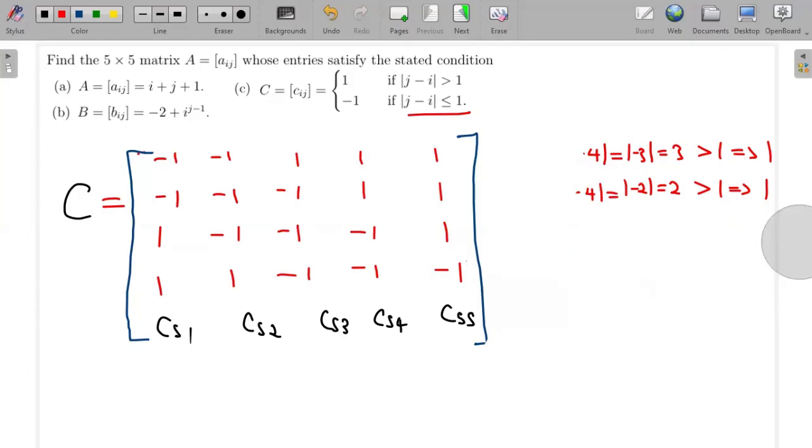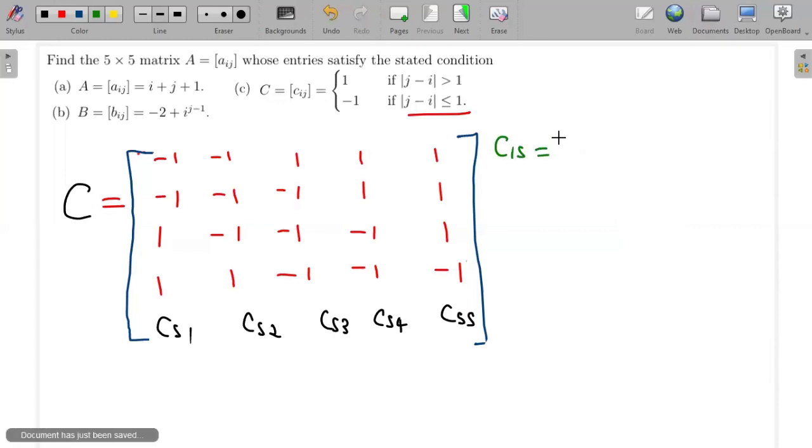Okay, so the fifth row, using the same formula. So it will be C15, which will just be equals to, using this formula, of course, J is 5, I is 1. So this will be the modulus of what? 4. Okay, so the modulus of 4 is 4, which is greater than 1. So the answer there is positive 1.